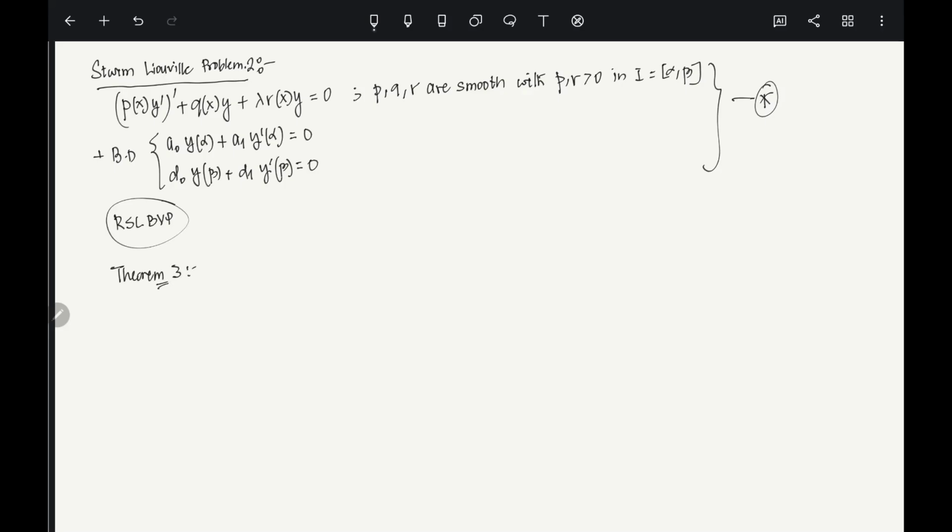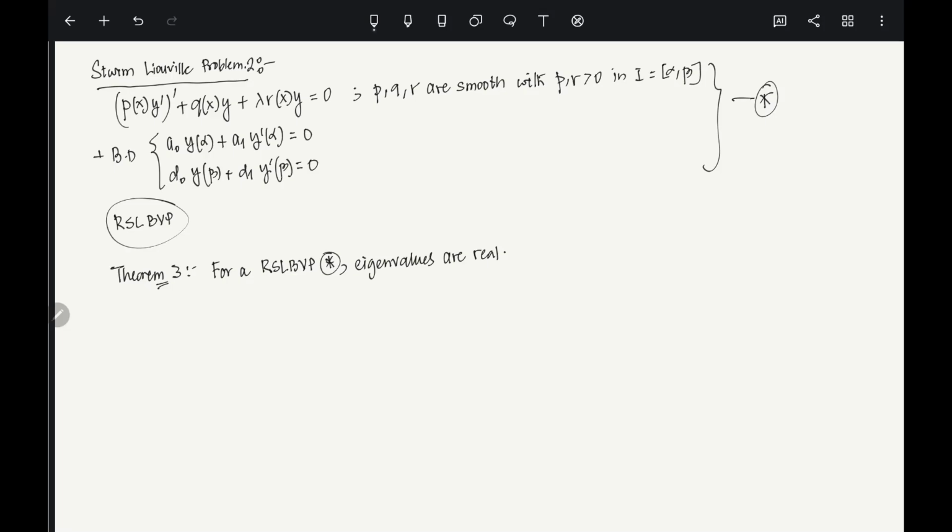What is the third property? The third property says that for a regular Sturm-Liouville boundary value problem star, the eigenvalues are real. So basically what it is saying is this.